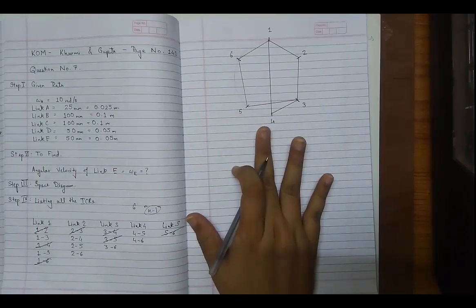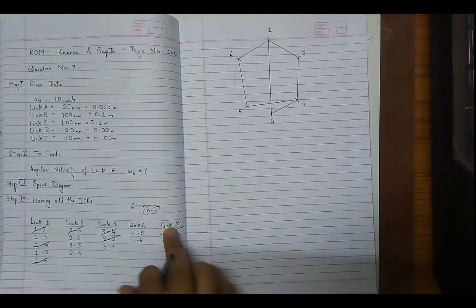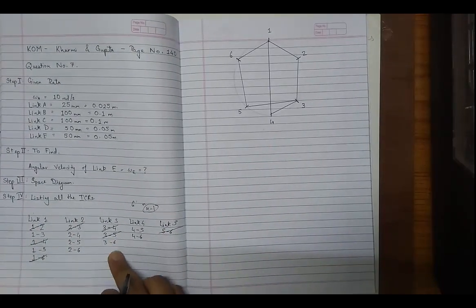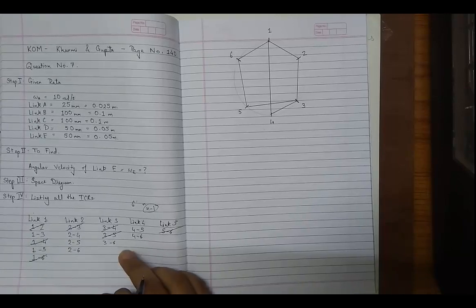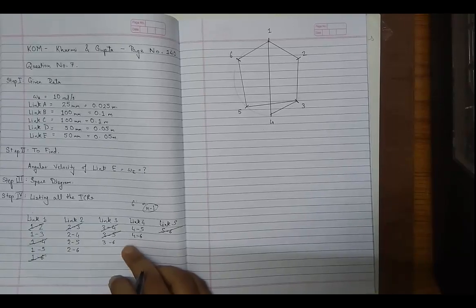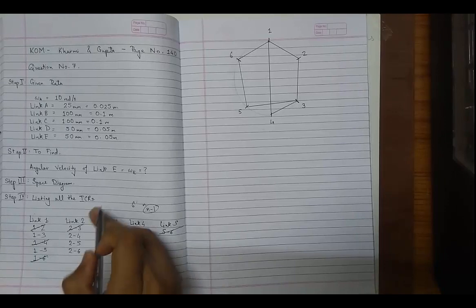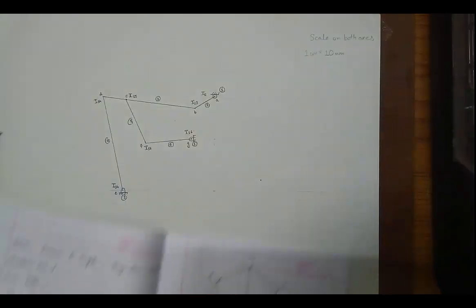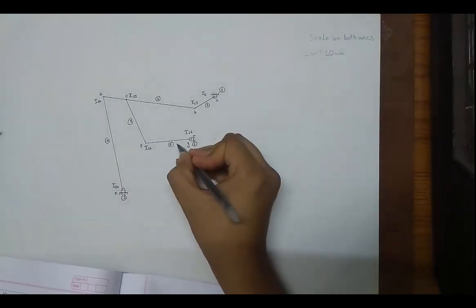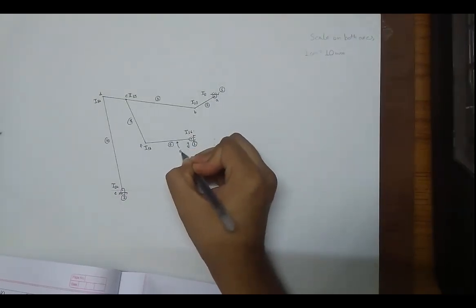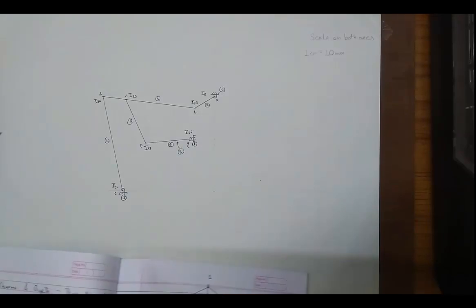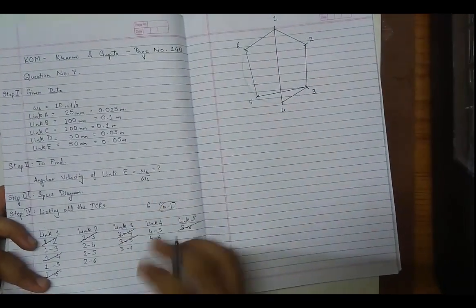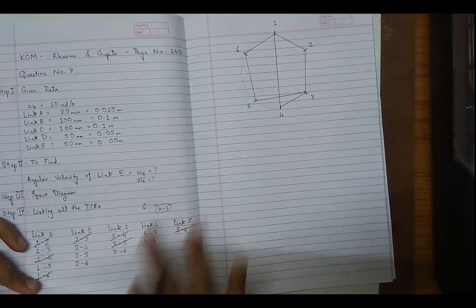We are done till now. Now many of you will try to find all the ICRs. Remember, it is not necessary to find all the ICRs. You have to find only those ICRs which are necessary for the question. What is the question? To find angular velocity of E. If you see the question, this link is E, the one that we have numbered 6. So we have to find angular velocity of link 6. That is our question.